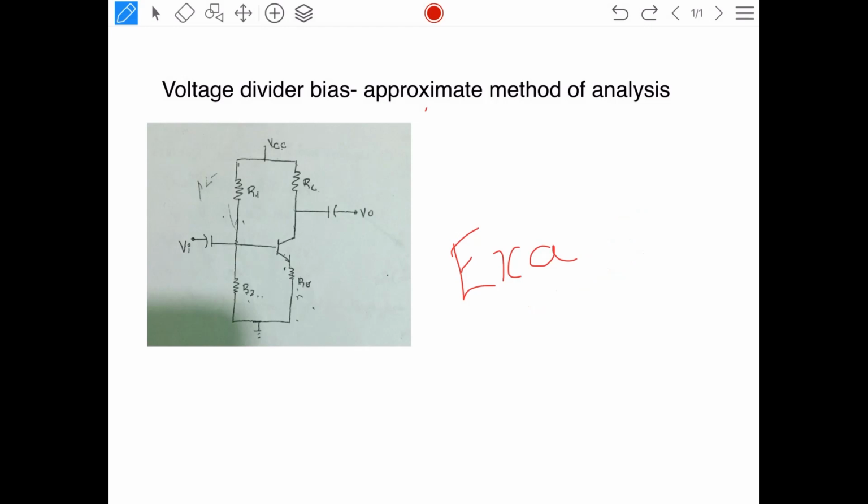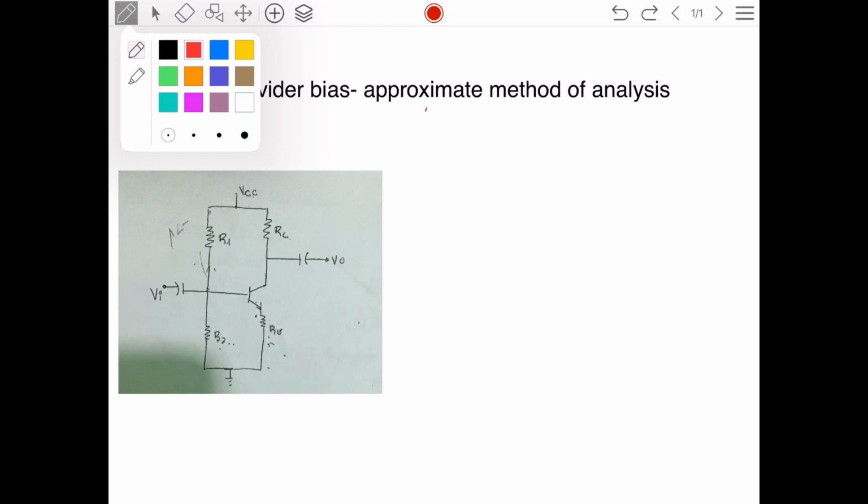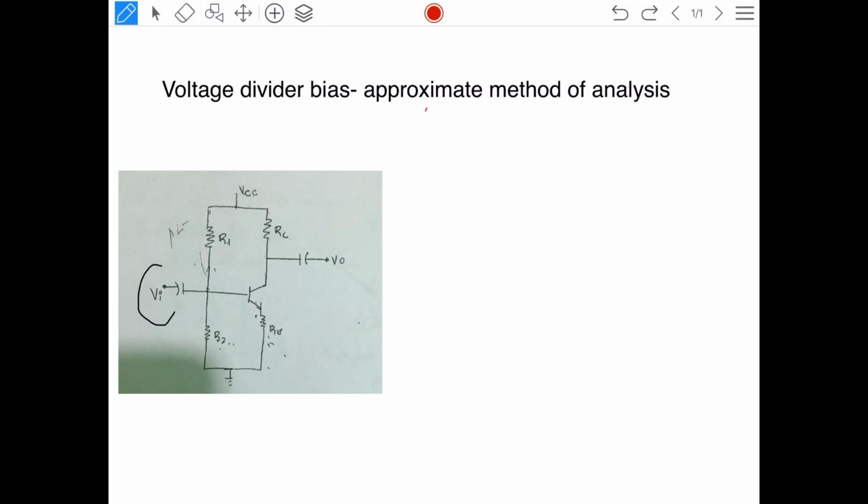Here in this particular video, let us concentrate on the easiest way of analyzing the circuit, that is using the approximate method for the analysis. So what I am doing is taking a circuit here. I will draw a DC equivalent for the circuit. So what will be the DC equivalent? I am removing the AC components from the circuit, which more prominently, as we see, are basically V in and V out. We are going to remove these.